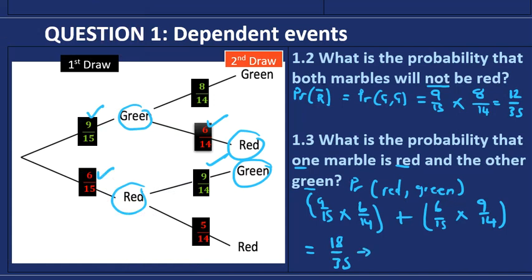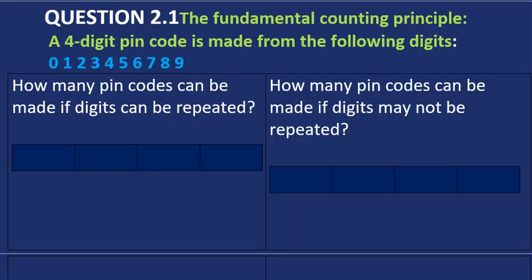Let's move now to question 2. Question 2 is a fundamental counting principle question. We're trying to make a pin. Remember, it's a 4-digit pin in this case. But this pin will be chosen from the 10 digits. And that is important.